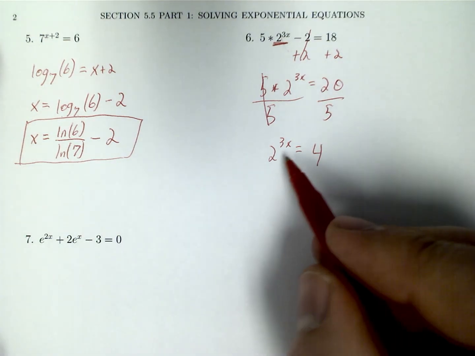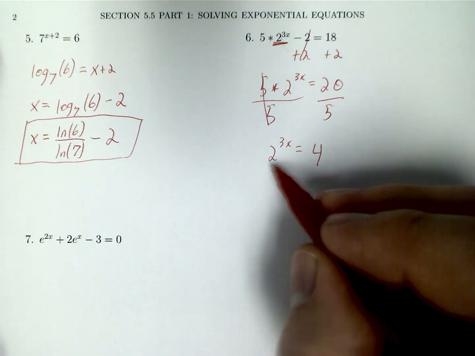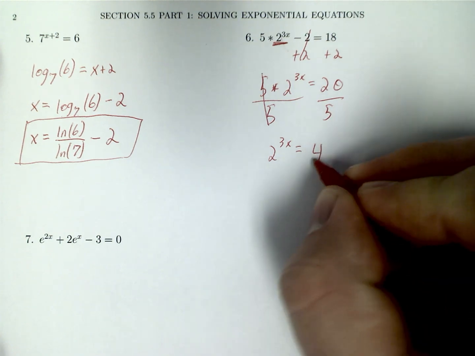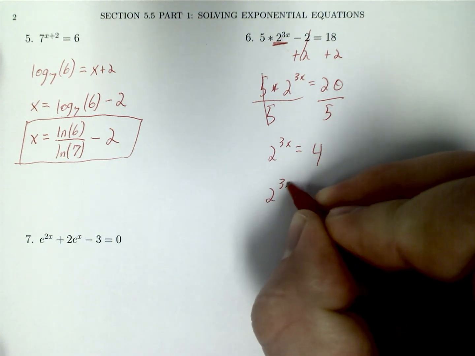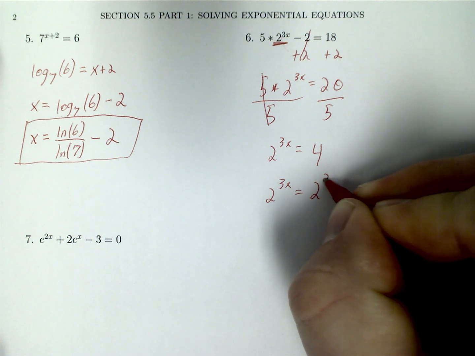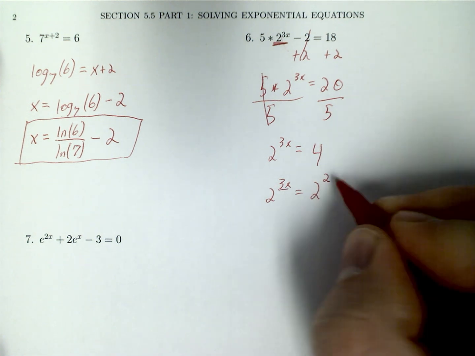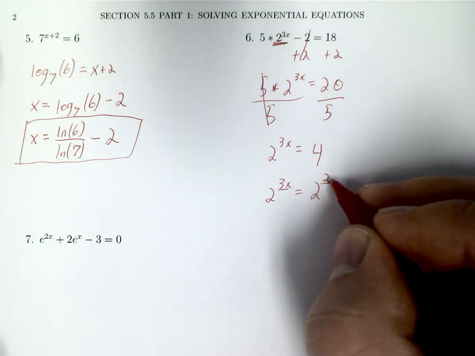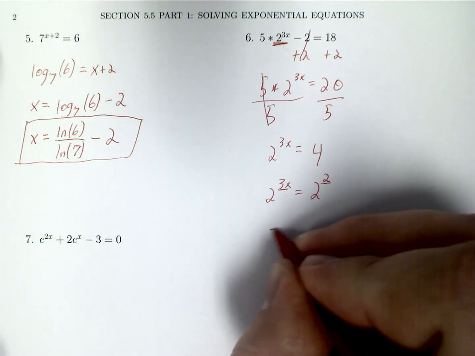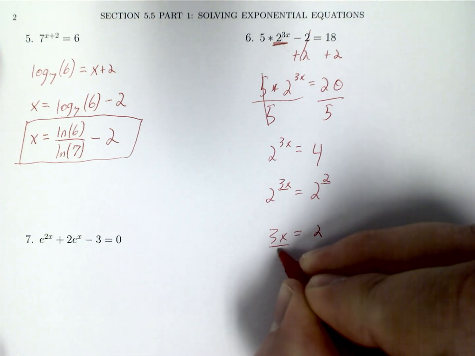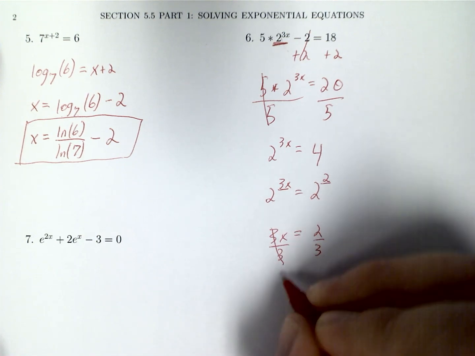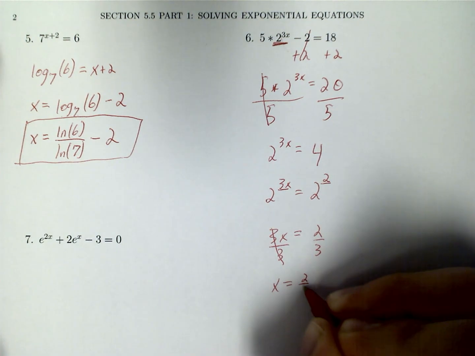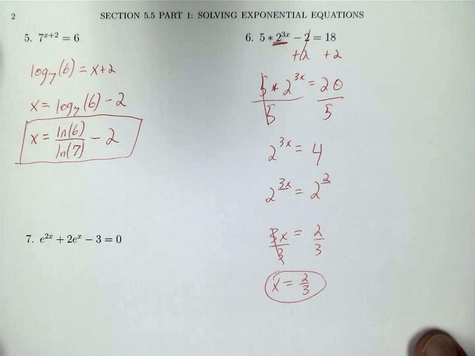And now we can actually go back to the first technique we learned. 4 is the same as 2 squared. So 2 to the 3x equals 2 to the second. The only way this works is if 3x equals 2. We divide both sides and get x equals 2/3 as our possible solution.